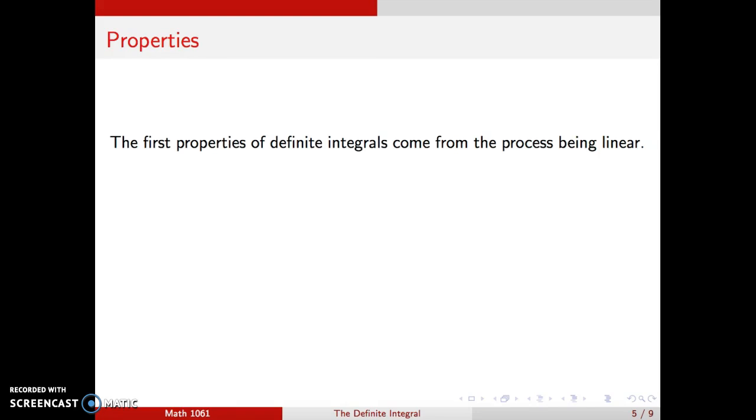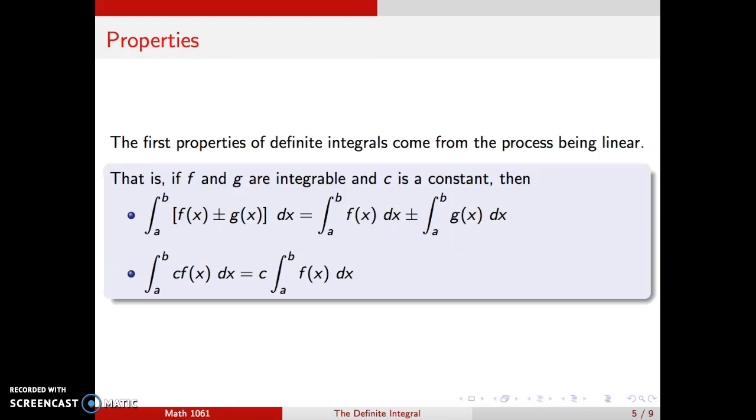So a couple properties getting started. First couple come from this process being linear. That means if f and g are integrable, and we'll have these conditions throughout the properties on the next slides, then if I have a sum or difference of integrable functions, I can look at them in pieces. This was the same with differentiation, the same with limit computations. If the individual ones exist, we can break that up into those individuals. So the definite integral of the sum is the sum of the definite integrals. Similarly, if we've got a constant times an integrable function, we can always pull that constant out.